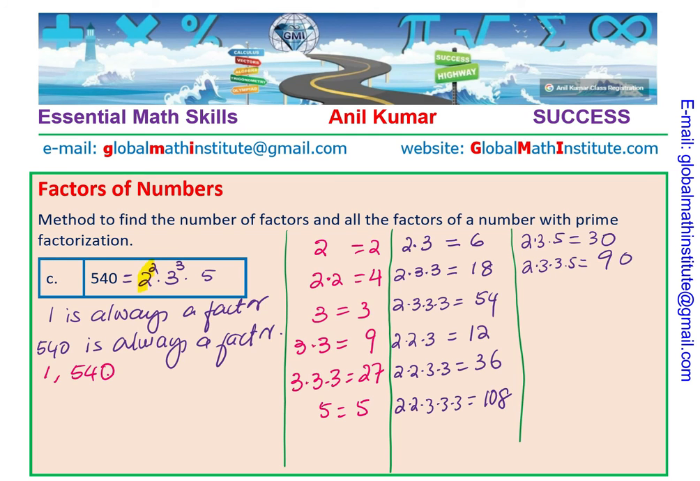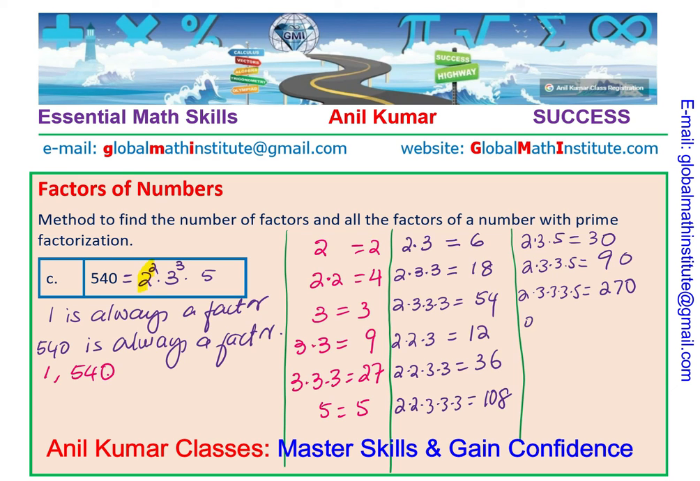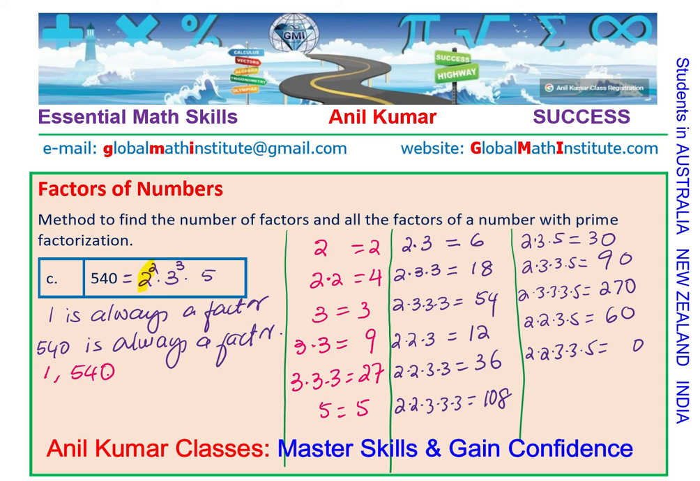And with this number also, which is 2 times 3 times 3 times 3 times 5, right? So 27 times 10, 270. Then with two 2's, 3, and also 5, right? 60. So I'm multiplying 12 by 5, basically, right? So two 2's, three 3's, and also 5, right? So I'm multiplying this by 5. This number also I'll multiply by 5. That is to say 108 times 5, right? Correct. So 540. That is our last factor.